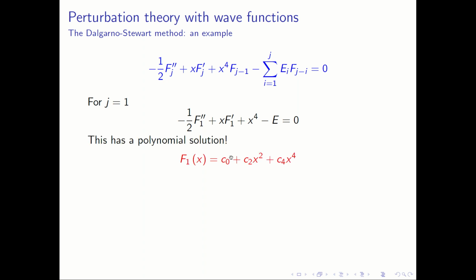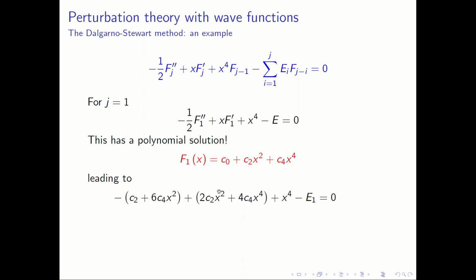So what we do is start with this even polynomial of degree 4, c0 plus c2x squared plus c4x to the 4, where c0, c2 and c4 are coefficients that we need to find out. And all we do is just plug this back into the equation. Of course, the second derivative gives you twice c2 plus 12 c4x squared, with the minus half in front. This is what you get from that.